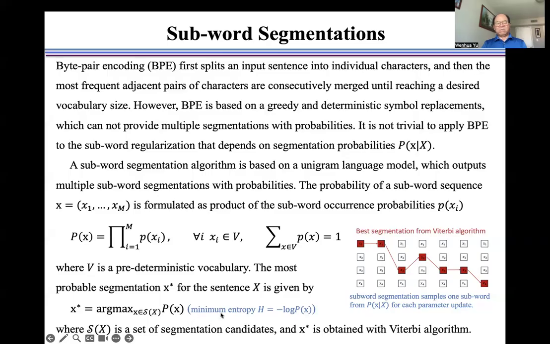The most probable segmentation X asterisk for the input sentence X is given by this formulation, namely with a minimum entropy, where S(X) is the set of segmentation candidates, and X asterisk is obtained from the Viterbi algorithm as shown here. This is the best segmentation from the Viterbi algorithm.